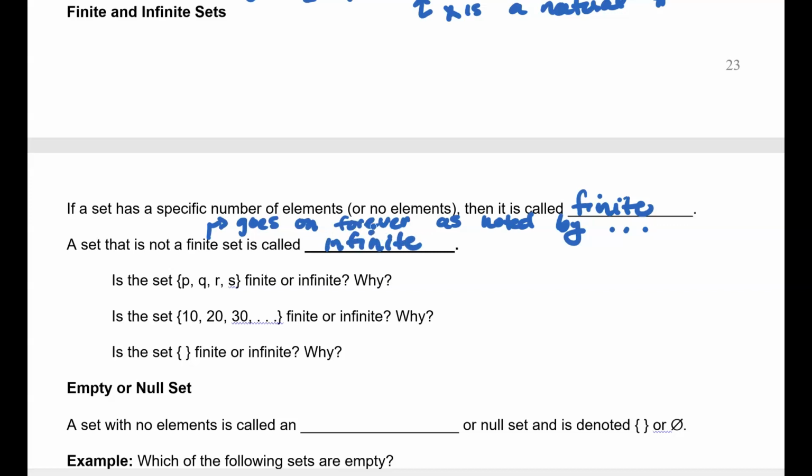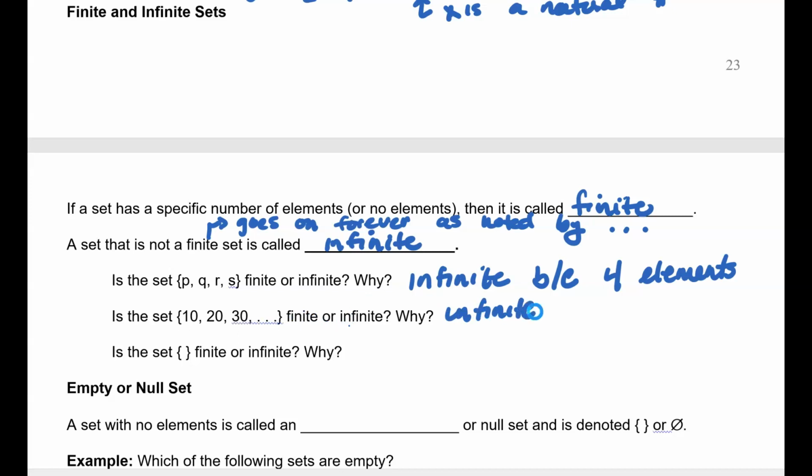Okay, so a couple of questions. Is the set P, Q, R, S finite or infinite? This would be a great place to pause the video and try these three on your own. I'm going to say it's finite because there's four elements. You can count them. Is the set 10, 20, 30, dot, dot, dot, finite or infinite? I'm going to say it's infinite because of the dot, dot, dot.